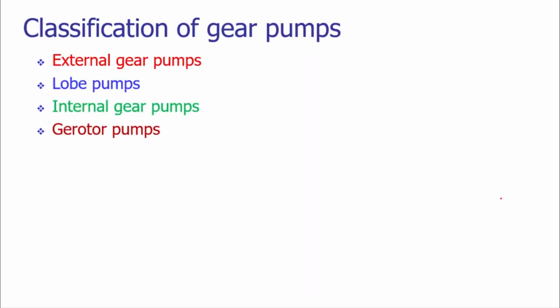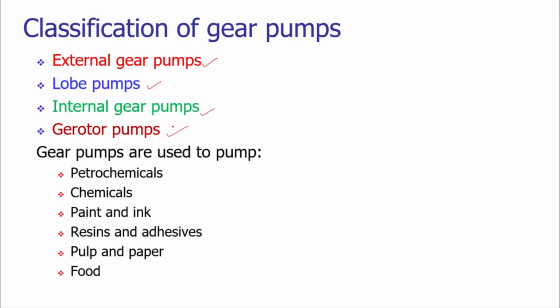Various types of gear pumps are utilized. These are the external gear pumps, lobe pumps, internal gear pumps, and gerotor pumps, and certain applications are in front of you. The gear pumps are basically used to convey petrochemicals, chemicals, paint and ink, resins and adhesives, pulp and paper, and food products as well, or the raw material needed for food products.